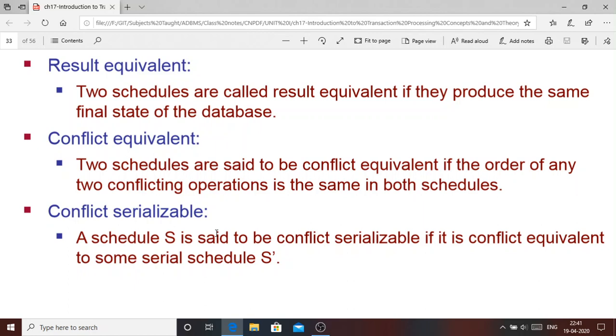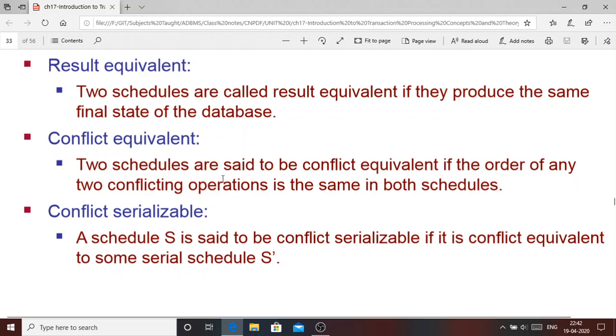So when we are considering the equivalence of schedules, we must take into account this point, that they are result equivalent. That means they produce the same final state of the database. Now coming to the conflict equivalence. Two schedules are said to be conflict equivalent if the order of any two conflicting operations in both the schedules is the same. Now, what are conflicting operations?